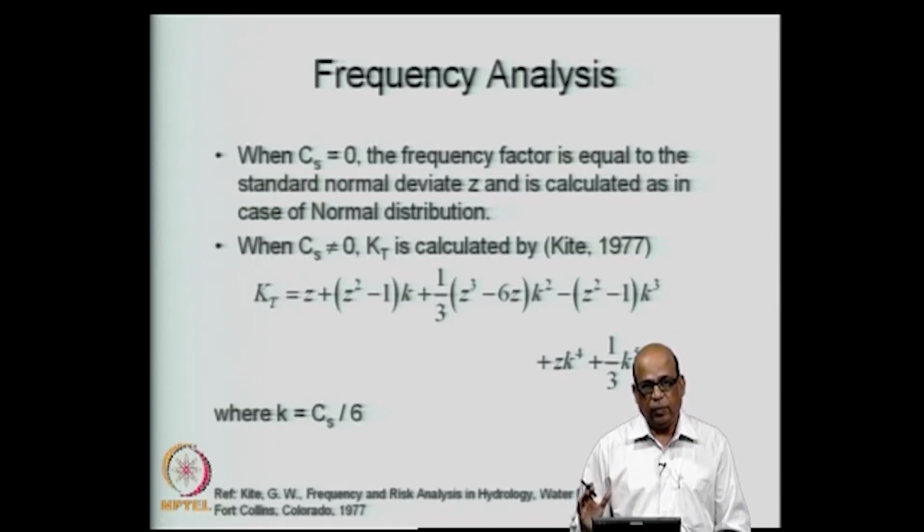Therefore, for the log Pearson type 3 distribution, the k T depends on the return period T and on the coefficient of skewness. If the coefficient of skewness is 0, indicating that it is a symmetric distribution, just go ahead with the normal distribution, which means use the z value straight away as the k T value for that particular return period. If C s is not equal to 0, which indicates a skewed distribution, then use this expression with the same z value that you get for the normal distribution, and then get small k as C s by 6 and then obtain your k T value.